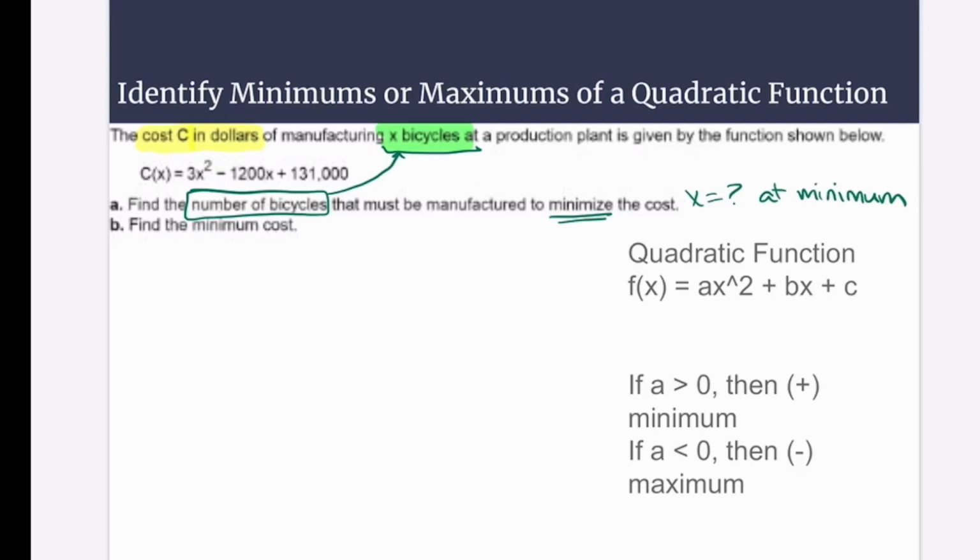Part B is saying find the minimum cost. So cost is C, so we're looking for the C value. I did this before. C of x really just means y. So if you want to rewrite it as y, that's what you're looking for. What's the y value? Again, at the minimum. So the first thing we need to do is identify what is the minimum value.